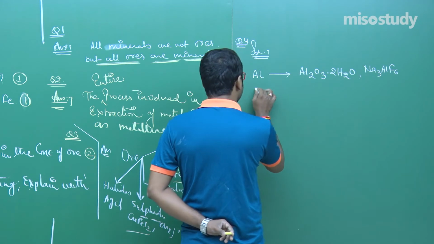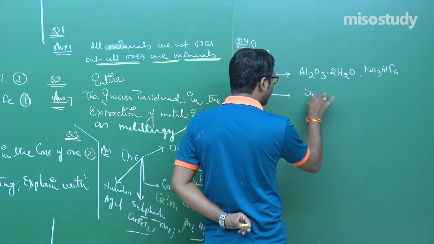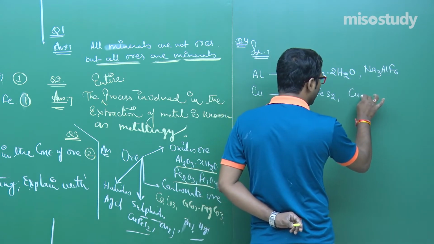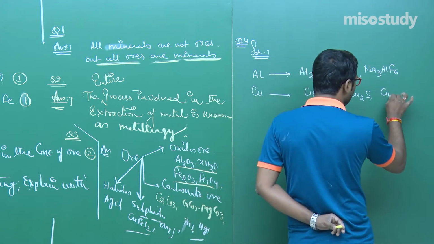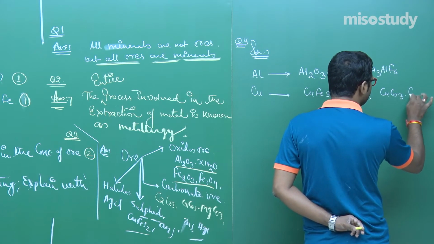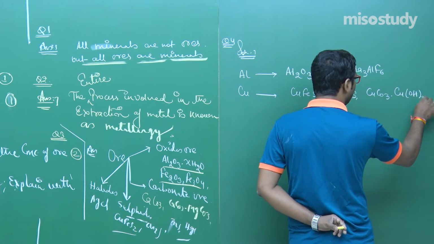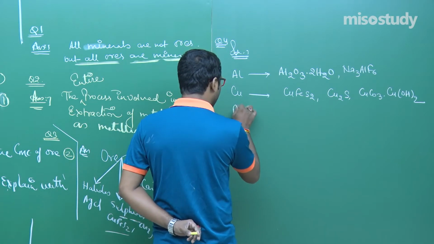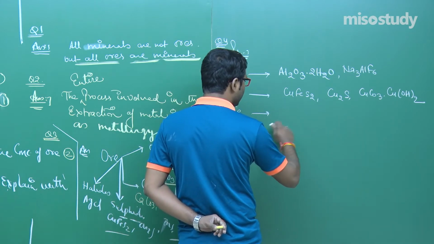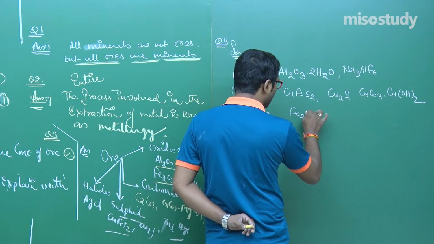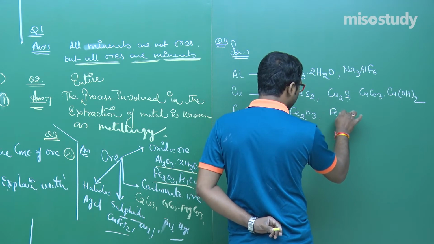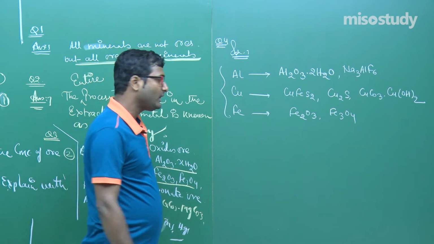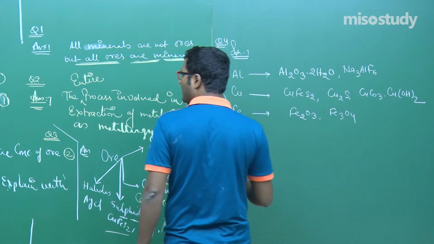If anyone asks you copper pyrites, CuFeS2, then Cu2S, then CuCO3 malachite, CuCO3·Cu(OH)2. This is the example. If anyone asks you what are the ores of iron, hematite, magnetite, siderite, that is Fe2O3, hematite, magnetite, Fe3O4, and so on. This is the explanation. Now, let's move to question number 5.